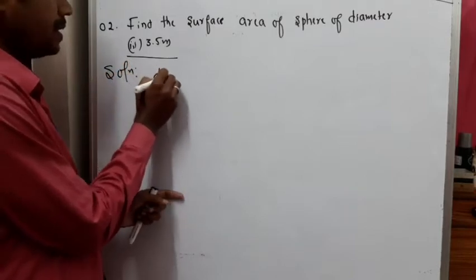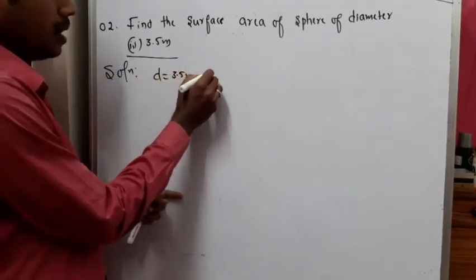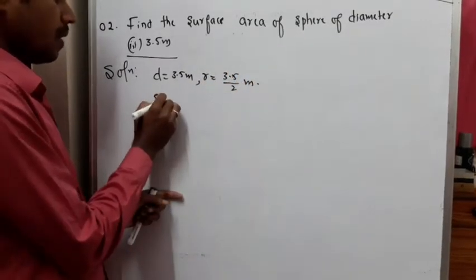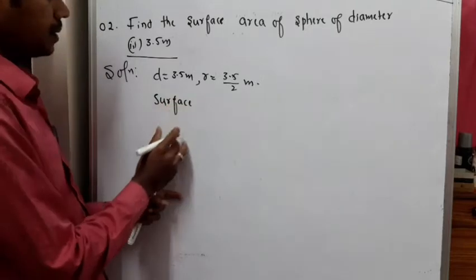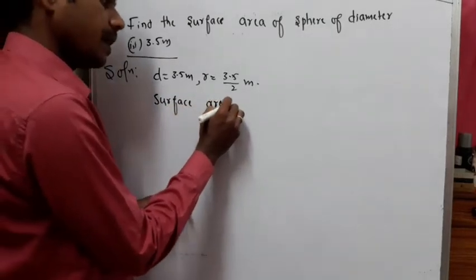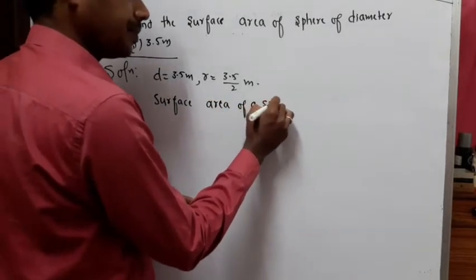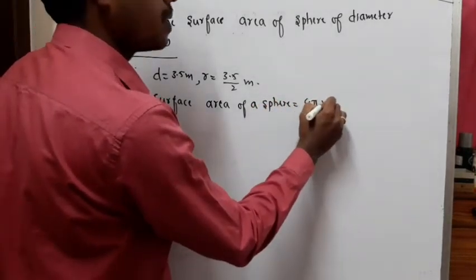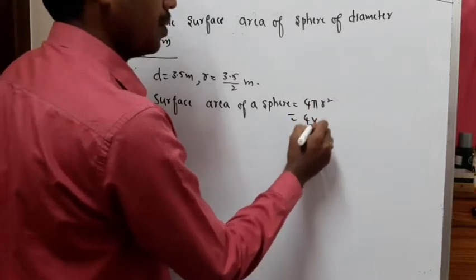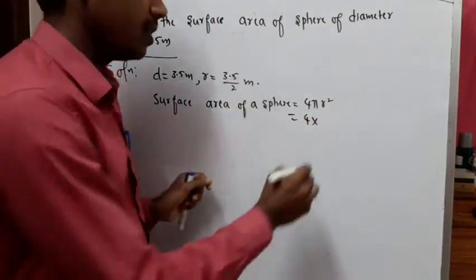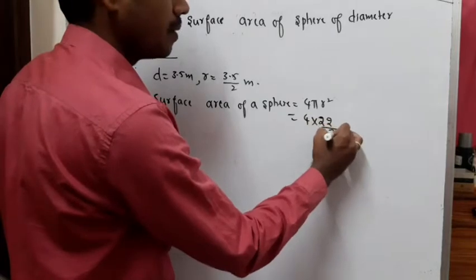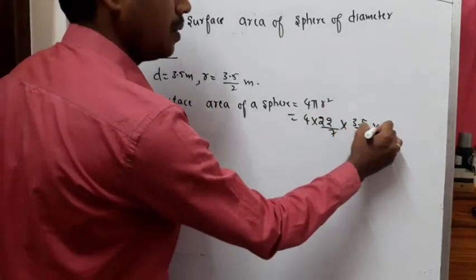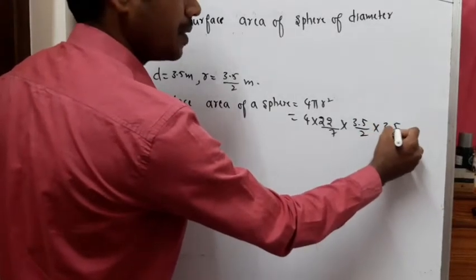they have given d is equal to 3.5 meter, then r will be equal to 3.5 by 2 meter. Surface area of a sphere is equal to 4 pi r square. Okay, 4 into, they have not given anything for the pi, so we'll consider it as 22 divided by 7 into what is r, 3.5 divided by 2 into 3.5 divided by 2.